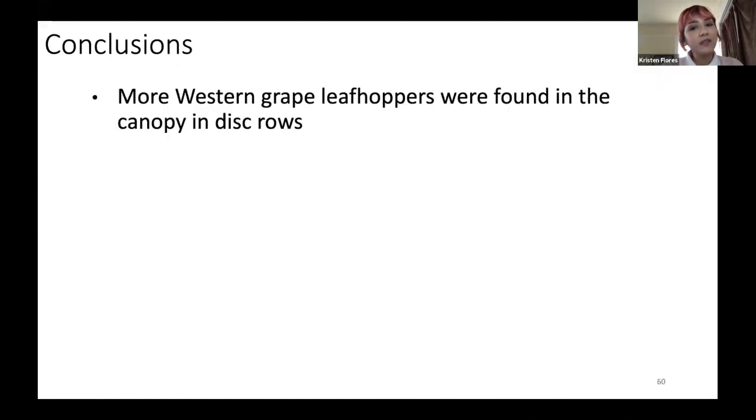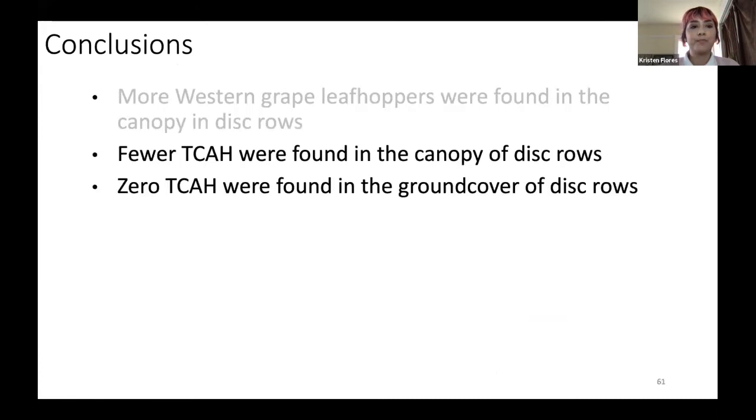So this is a lot of data, but there are some key findings. First, Western grape leafhoppers are more often found in the canopy in disc rows. For Tika, disking negatively impacted their presence in the canopy. Tika were also not found at all in the ground cover in disc rows. This means that disking may effectively prevent Tika from colonizing the canopy.